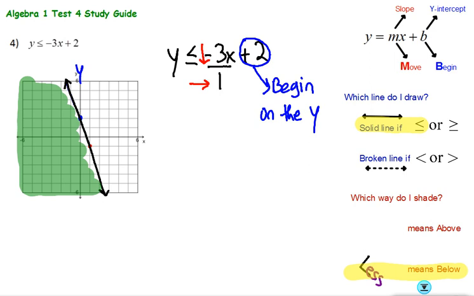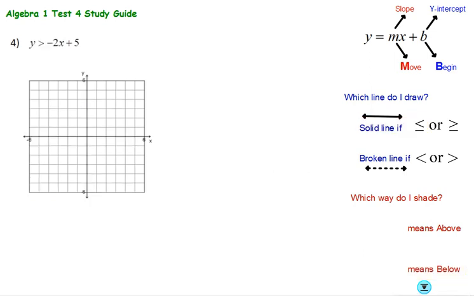Well, let's take a look and see what you got for number 4 in the middle. This one says y greater than negative 2x plus 5. So it's in slope-intercept form. It's an inequality, so I'm going to have to do some shading here. But the graphing part is going to be exactly the same as far as how I started off.